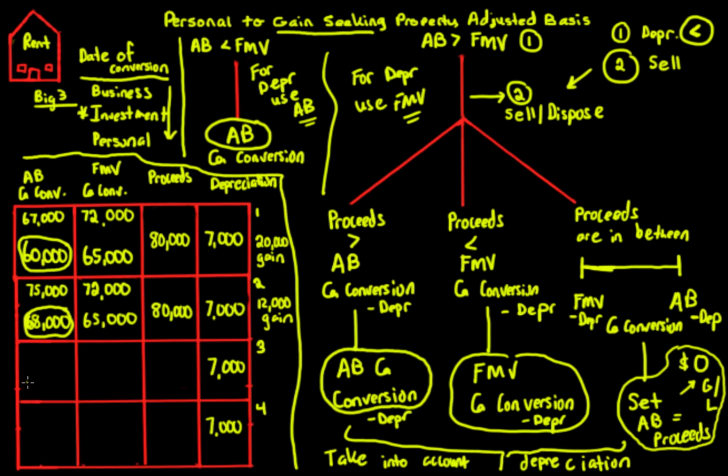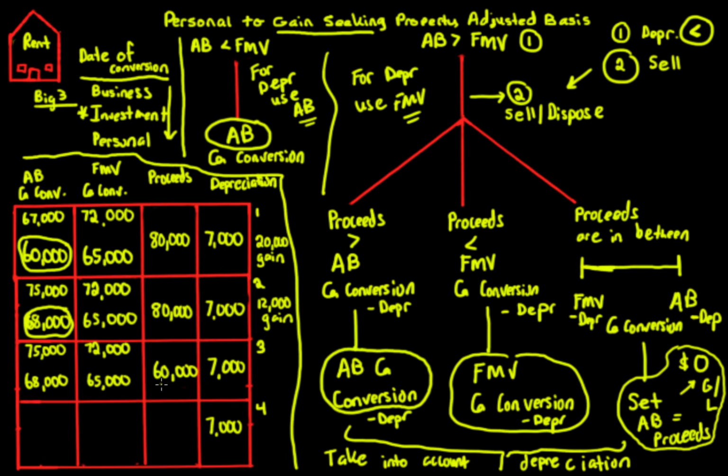Okay, example 3. Example 3, also 75,000 adjusted basis at conversion, 72,000 for fair market value, so those stay the same. Proceeds now change, 60,000. So again, I always go ahead and do the depreciation calculation. We subtract away, we get 68,000, adjusted basis at conversion minus the 7,000 depreciation. Fair market value, 72,000 minus 7 is 65,000.